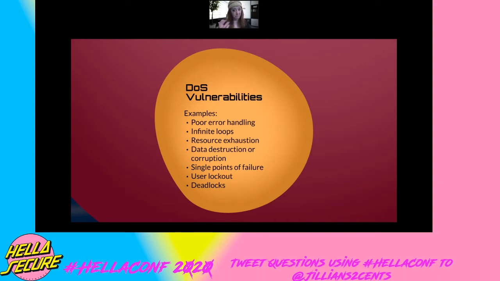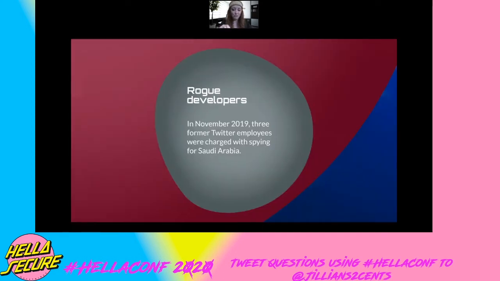So are you paranoid yet? I have more. Rogue developers, something else to keep in mind. Something that was in the news in November was that there were 3 Twitter employees who were charged criminally for spying for Saudi Arabia. They were looking at private Twitter profiles to see who was criticizing the government.